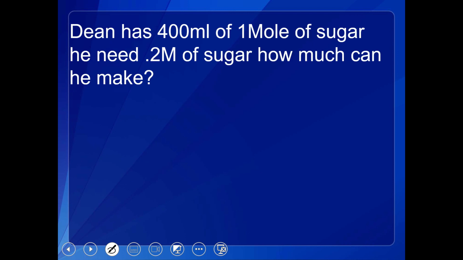So Dean has 400 milliliters of 1 mole of sugar. He needs 0.2 moles of sugar. How much can he make? So let's write this out. C1, V1, C2, V2. So Dean has, that tells you that is what he has. So that's going to be your C1.